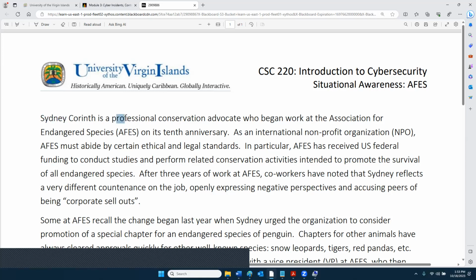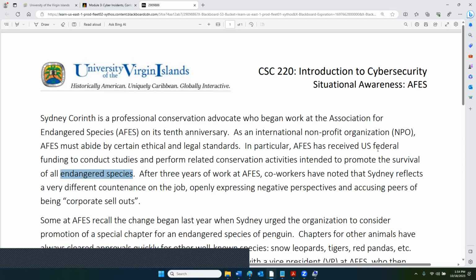But anyway, Sydney Corinth is a professional conservation advocate who began to work at the Association for Endangered Species, right? APHES. That's what the acronym stands for. Association for Endangered Species. It's an international nonprofit organization, or NPO. And because they're international, they have to abide by certain ethical and legal standards, international ones. Now, APHES also receives US federal funding. So as soon as that trigger hits, if you receive federal grants or federal funding to conduct and study and perform related conservation activities intended to promote the survival of all endangered species under the U.S. Endangered Species Act, that's a law, right? That's a legislative program, right?